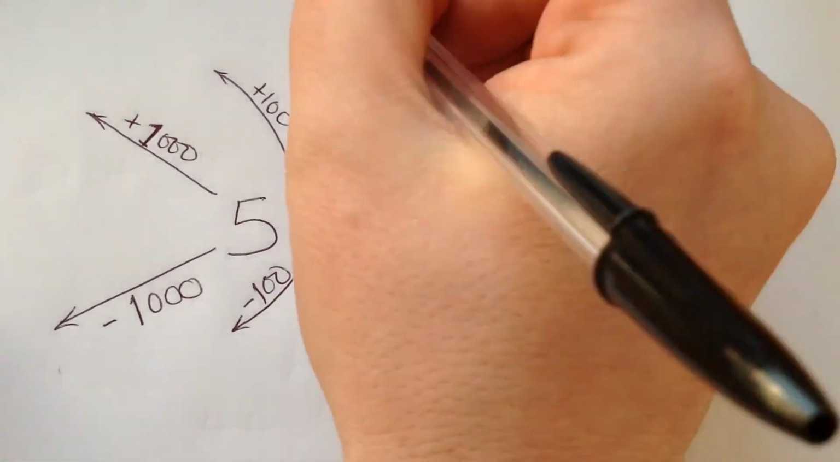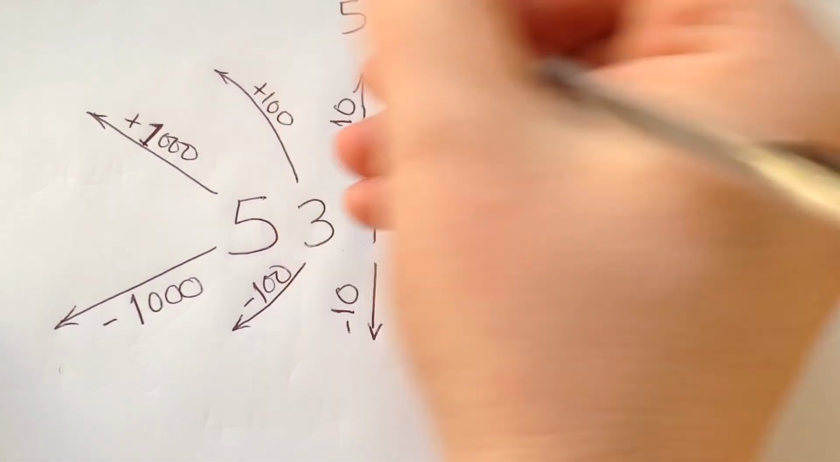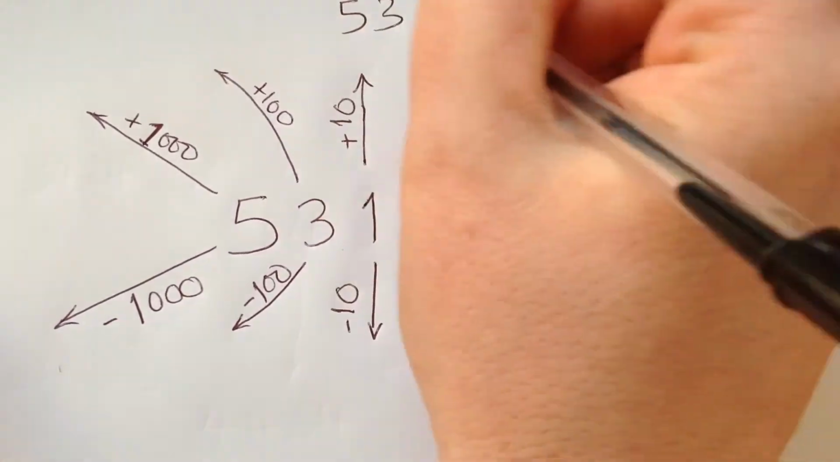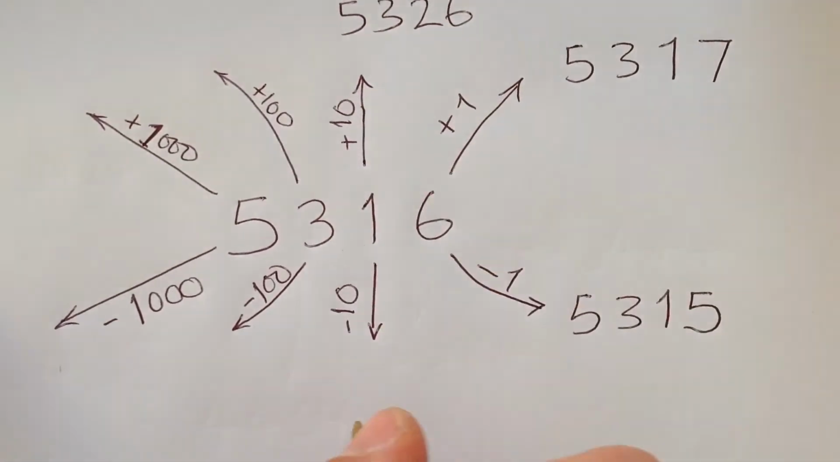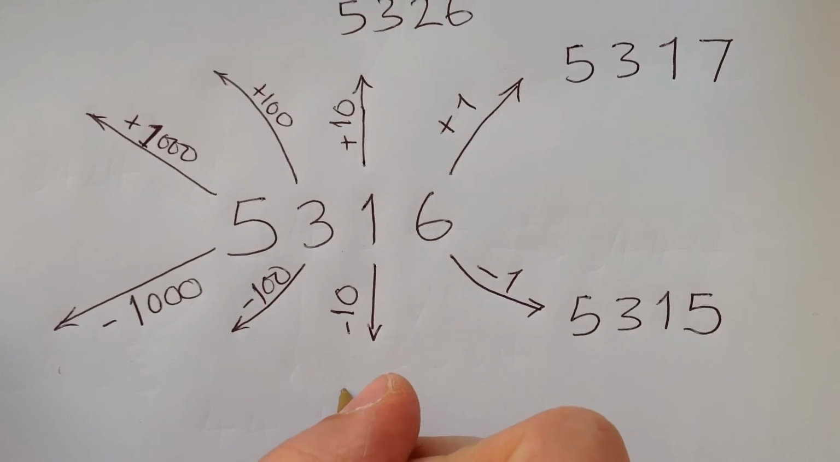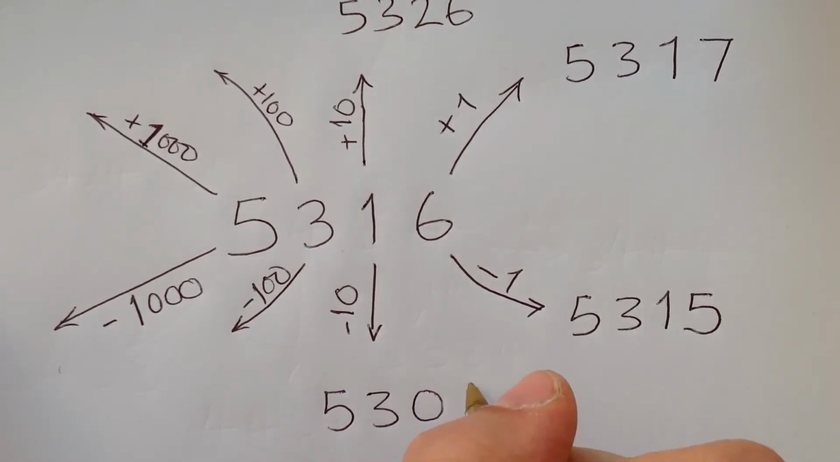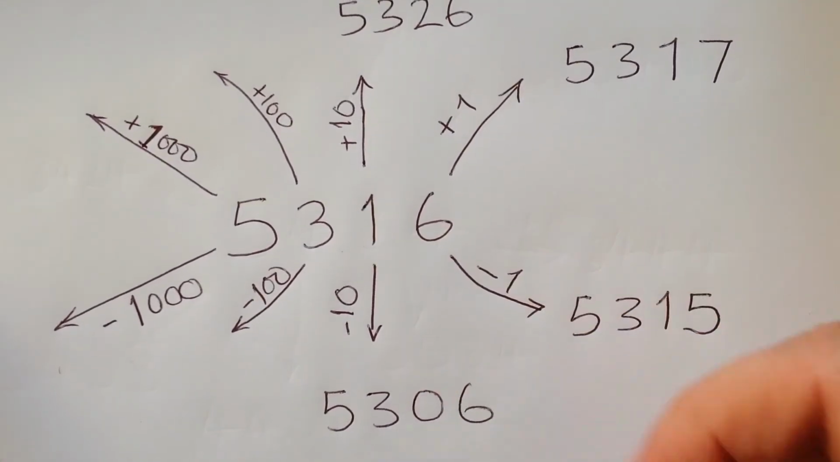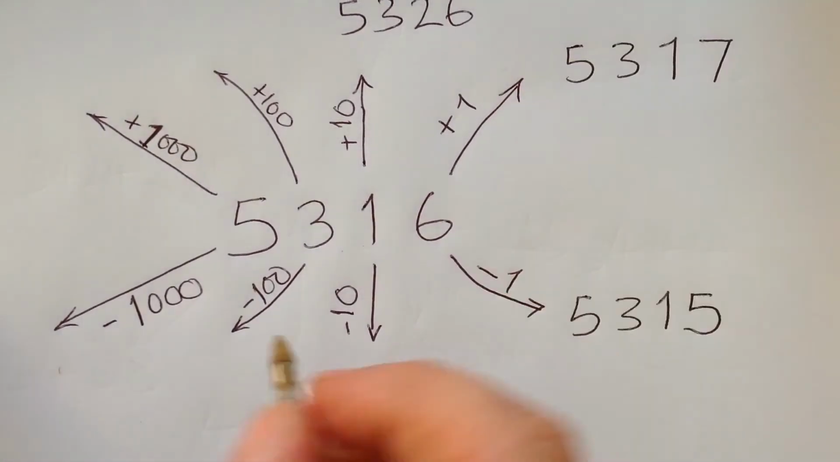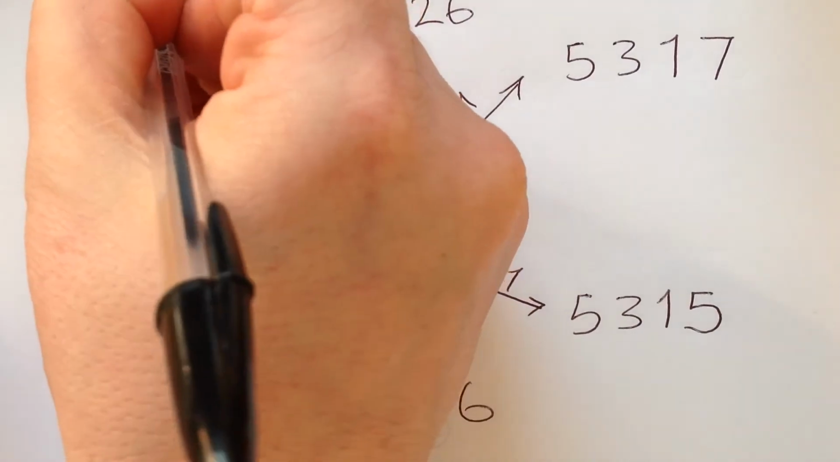So let's add the tens. So I've got 5,326. Let's take away a 10. Oh, that's a nice number. 5,306. So notice that I've gone down to the 0. I quite like that. Adding 100, it becomes 416.